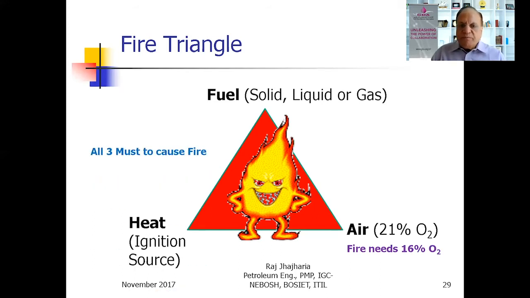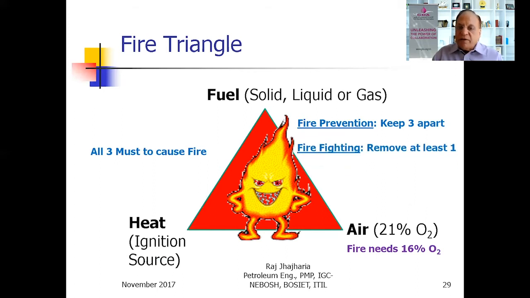All three of these must come together in order to create a fire. So if you want to prevent the fire, it's simple: keep all these three away. Don't allow them to come together. And if you already have the fire, then how do you fight it? Remove at least one. Either you remove the source of heat, or you remove the fuel, that is the supply of fuel, or you blanket the air, so you cut off the air supply. Then the fire will extinguish by itself.